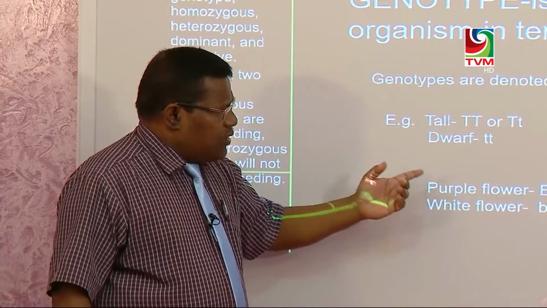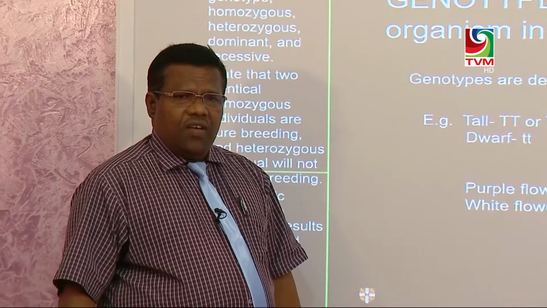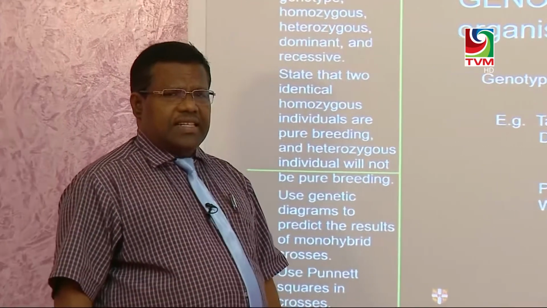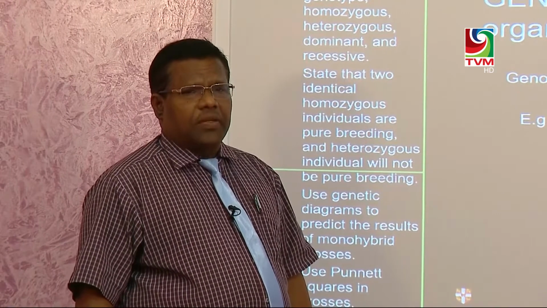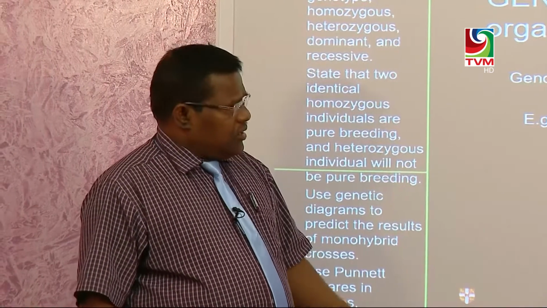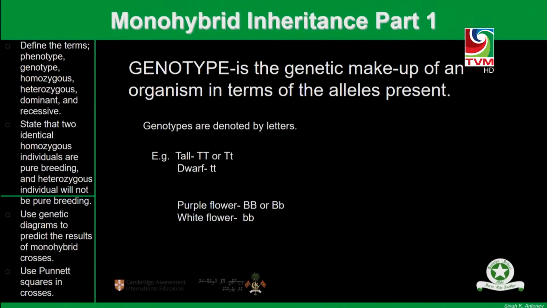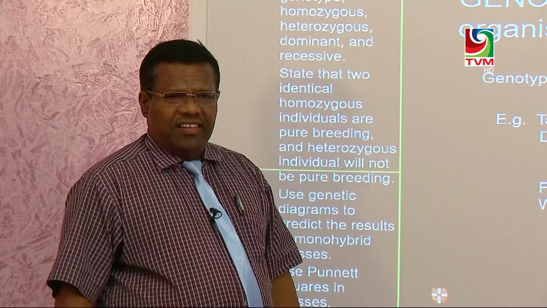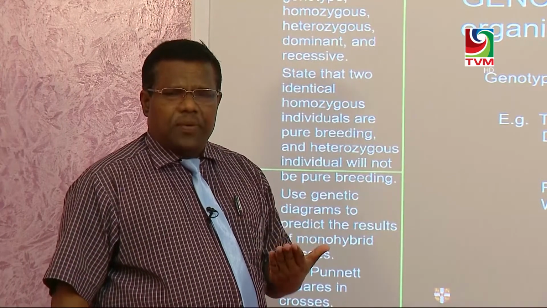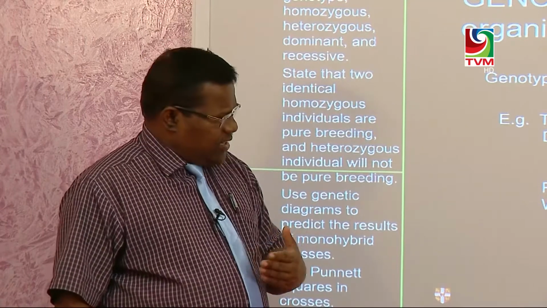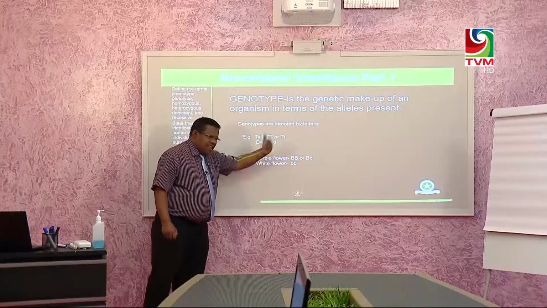And when we choose these letters, we are not supposed to choose letters which look similar in the capital and small forms. So in the case of the color of the flower, purple and white, the dominant character is purple, and if you are using P, then P looks almost similar in the capital as well as small letter. So that is why you can choose any other letter.